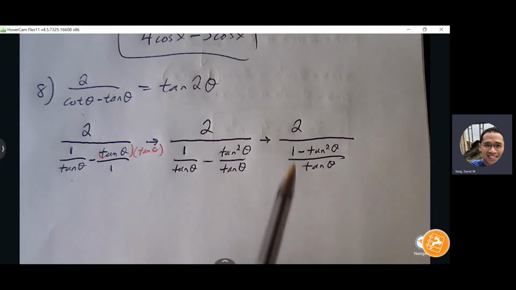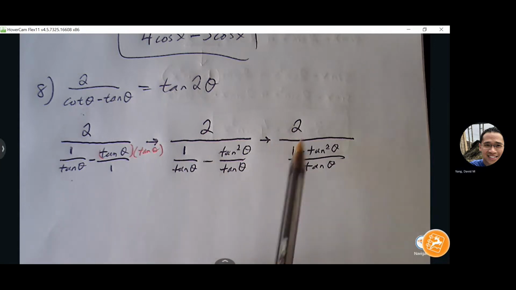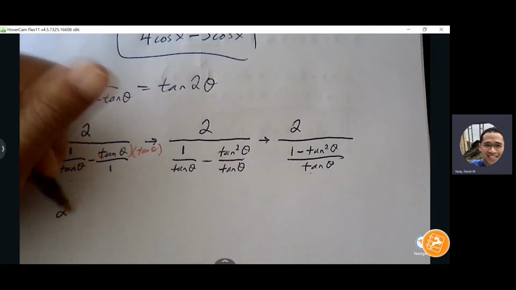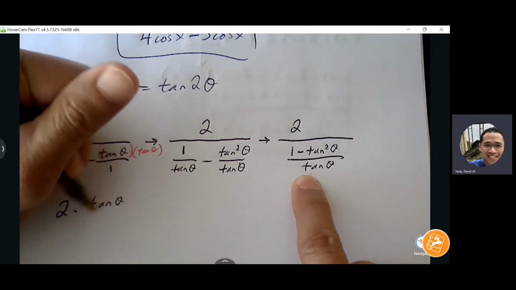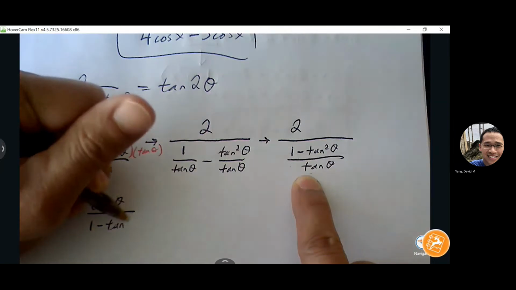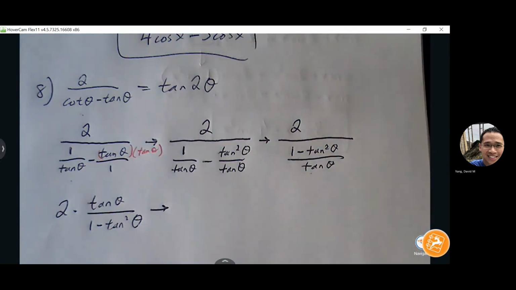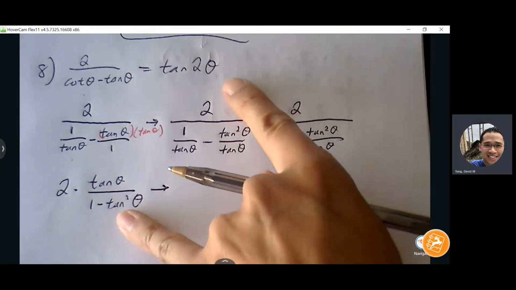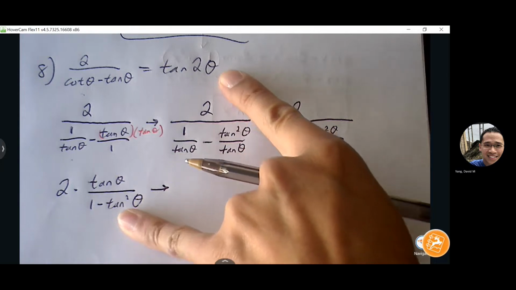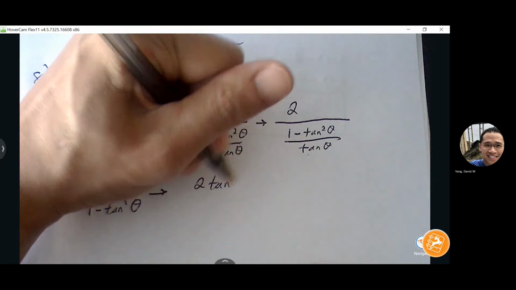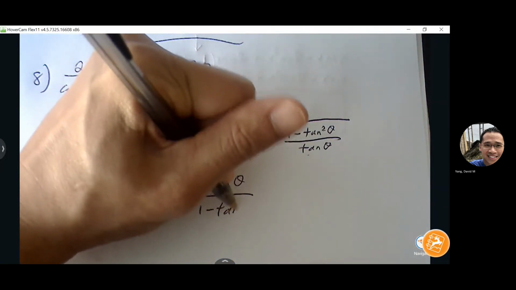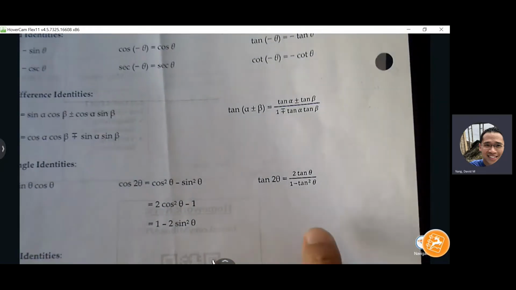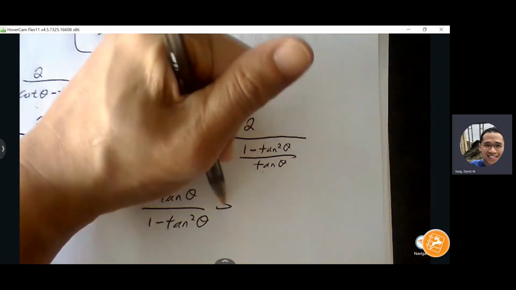What can I do to get this out of a complex fraction here? Good. Dividing by this fraction is the same thing as multiplying by its reciprocal, right? So 2 times... flip that, move that to the top. Am I close to matching with where I want to be? Yeah, this is the identity, right? The identity is 2 tangent theta over 1 minus tangent squared theta. That's perfect. So there we go.